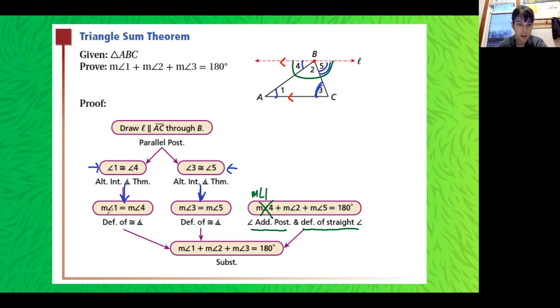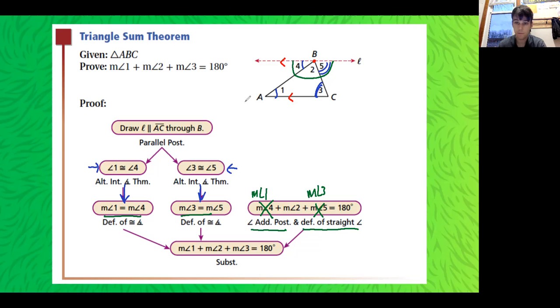Now, taking this equation, a little bit of substitution, we can replace angle 4 with the measurement of angle 1 because they are equal. We can replace the measurement of angle 5 with the measurement of angle 3, again, because they are equal, thus giving us the result we want, that the three interior angles of our triangle have to add up to 180.